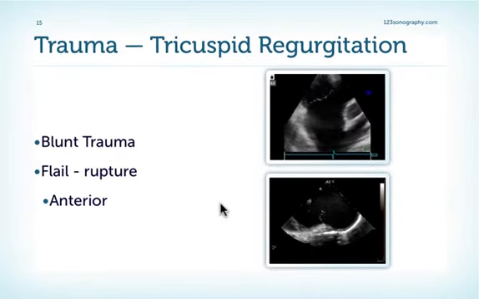When does that usually occur? Well, it occurs in blunt chest trauma. As a matter of fact, the tricuspid valve is the valve which is most frequently affected in car accidents or in chest trauma simply because of its anterior location and also because it appears to be more fragile.